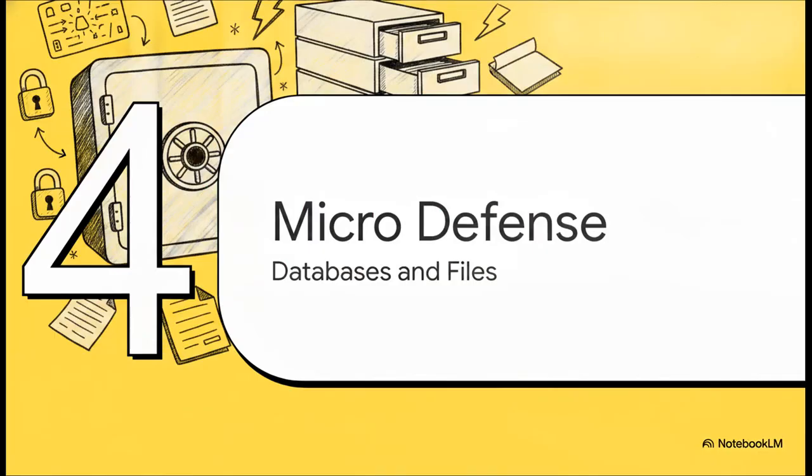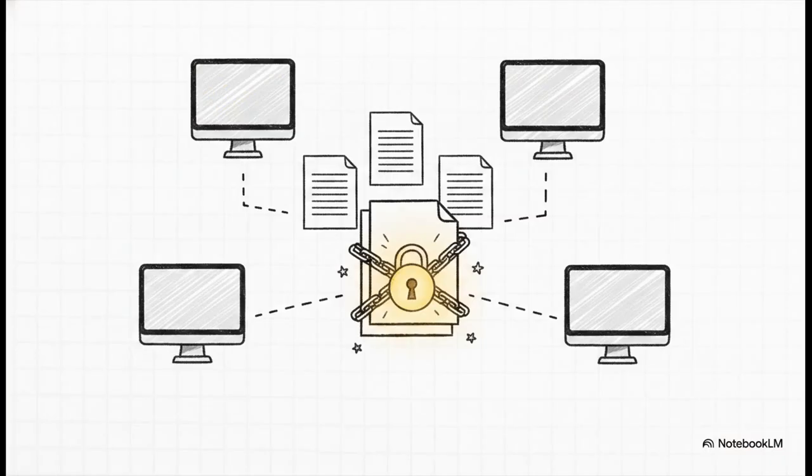Let's keep zooming in. Section 4, Micro Defense, focusing on databases and files. We've gone from the building to the rooms, and now we are literally looking at the safes and filing cabinets inside those rooms. This is where file-level encryption comes in. Instead of encrypting an entire drive or partition, you apply encryption directly to specific files. This adds an incredible level of granularity, which is absolutely vital in shared corporate computing environments. Think about it. When tons of people have legitimate access to the same general system or partition, file-level encryption ensures that only the specifically authorized individuals hold the keys to open highly sensitive documents.